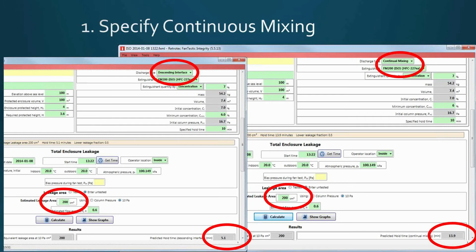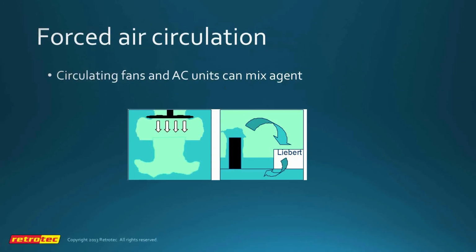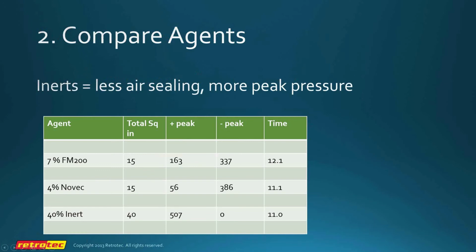And this essentially points to the fact that continuous mixing is extremely favored for any enclosure being evaluated using the ISO or the EN process, and I would recommend that you take a very focused look at continuous mixing, which is often ignored. It's always assumed as a descending interface at discharge, and that's not the case. So this is a very important point. Continuous mixing can occur because of circulating fans or the AC continuing to run. Again, we're comparing agents, and this will have a lot of effect on the hold time as well.